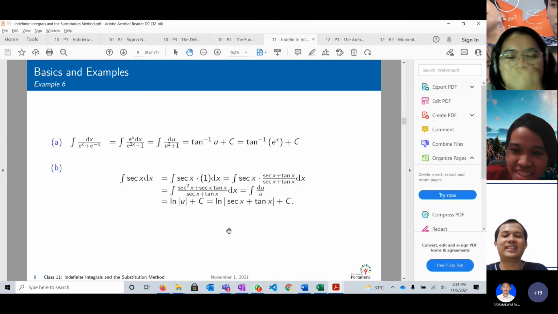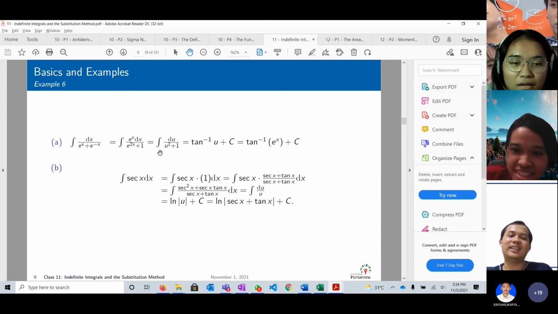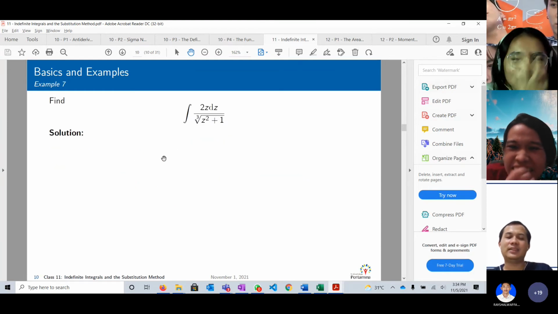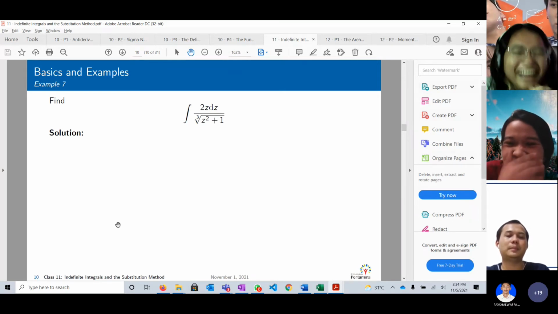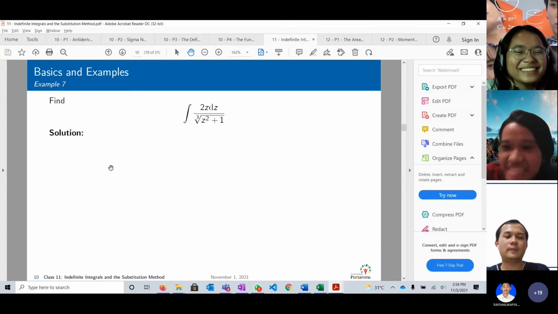Okay. You can read it again later, by hand. Also try to find the integral by hand. Now let's try this one.